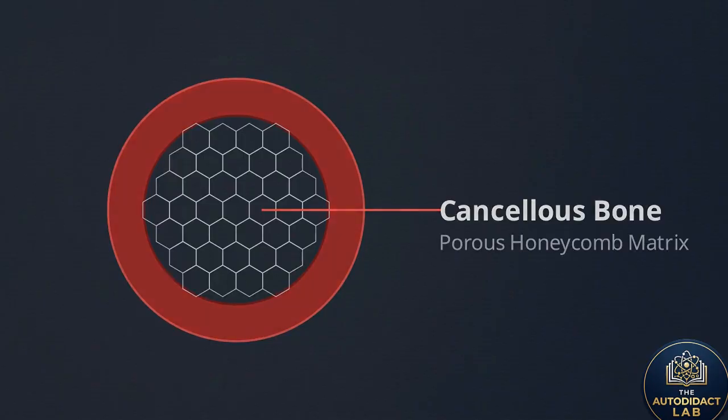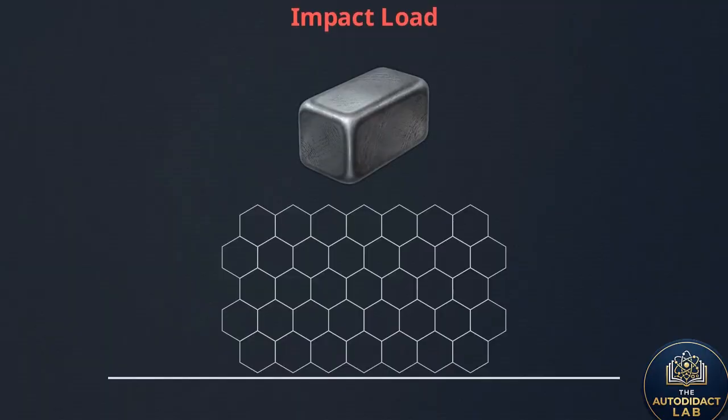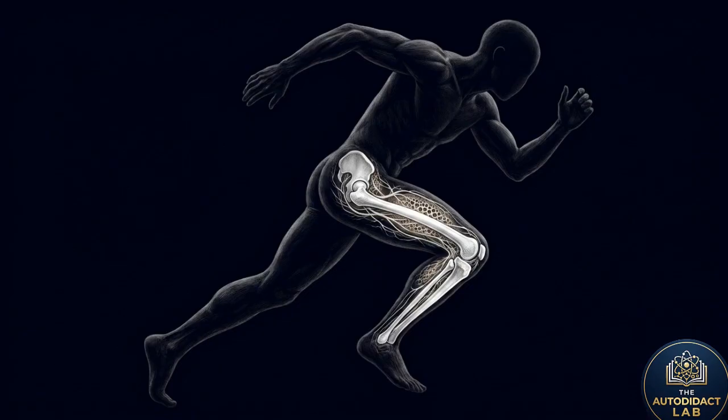Pushing past that outer shell reveals the internal, porous, honeycomb-like matrix, cancellous bone. This structure functions as a biofoam, dynamically absorbing shock while drastically reducing the organ's overall weight. By maximizing load-bearing capacity while minimizing mass, this design fulfills the primary requirement for terrestrial mobility.